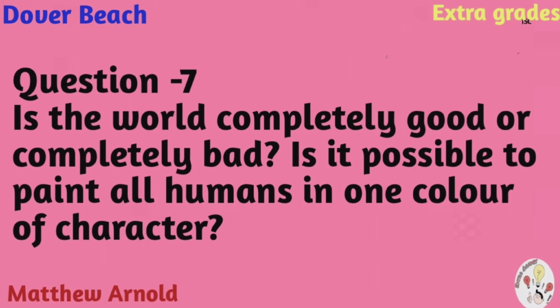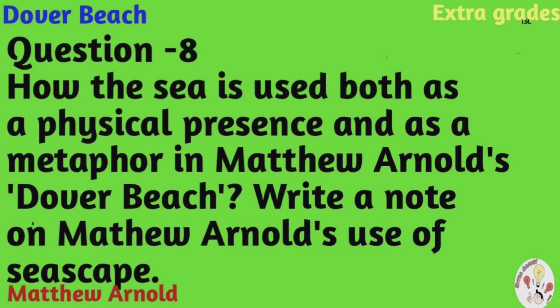So children, now I move towards question number 8. And the question is: how is the sea used both as a physical presence and as a metaphor in Matthew Arnold's Dover Beach? Write a note on Arnold's use of seascape. See children, I am giving you the main points. You can also describe in detail using your own imagination, your own vocabulary, and your own style of writing.